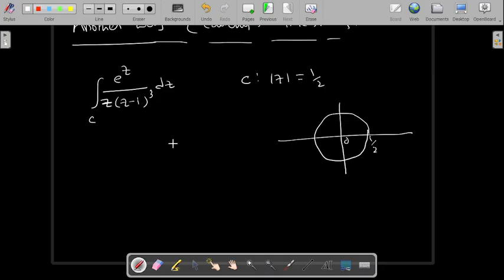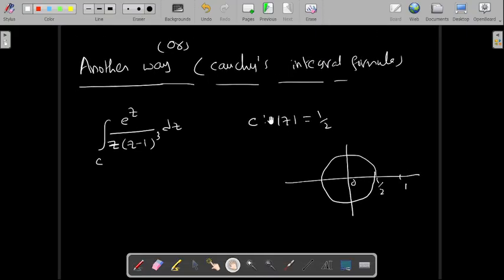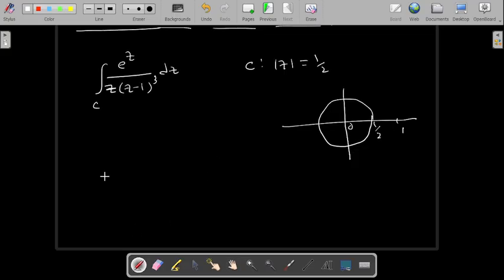Now which are the poles? z equal to 0 is a pole, and z equal to 1 is outside. Remember we are applying Cauchy's integral formula. In it, which pole is outside? z equal to 1. This pole is outside the circle, so the corresponding factor is taken into the numerator. That is a key point.